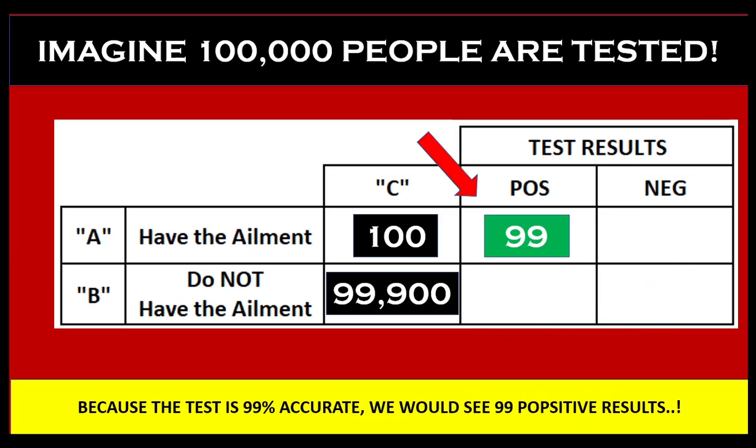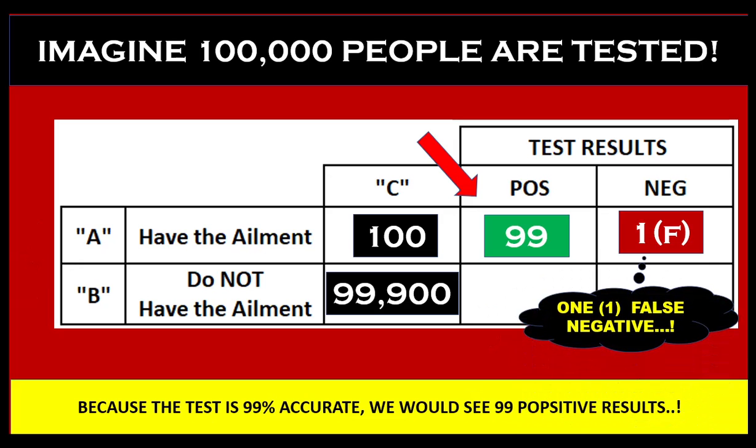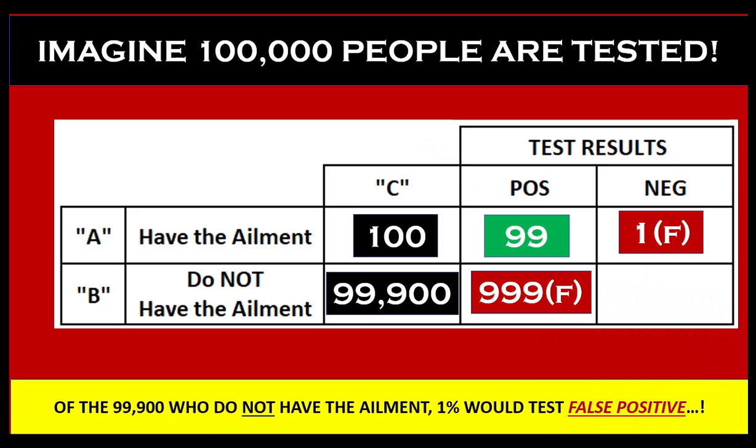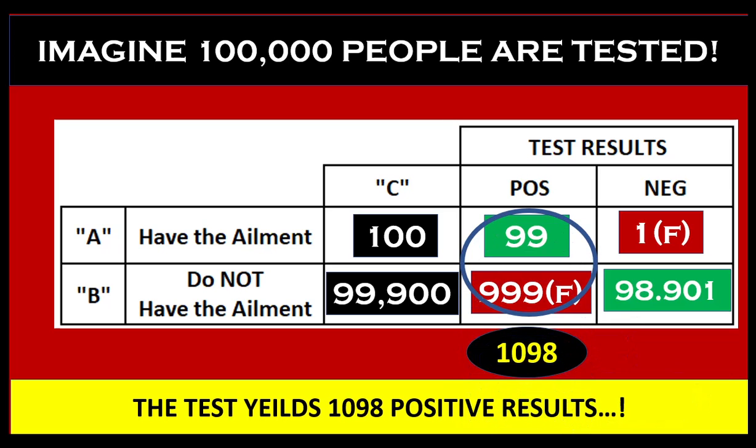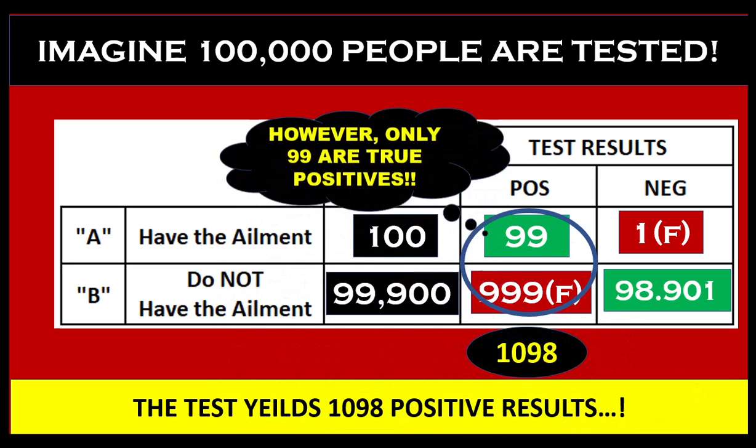Now because the test is 99% accurate, we would see 99 positive results and 1 false negative. That is, 1 person who actually has the ailment will be told that he does not have the ailment. Fair enough? Now of the 99,900 people who do not have the ailment, 1% unfortunately would be tested as false positive. That is, they would be told that they actually have the disease when they don't have the disease. And 98,901 people would be told correctly that they do not have the ailments. The tests yield 1,098 positive results. However, only 99 are true positives.